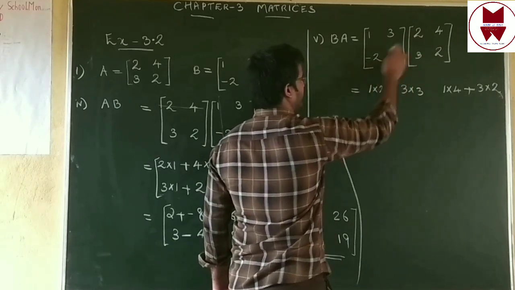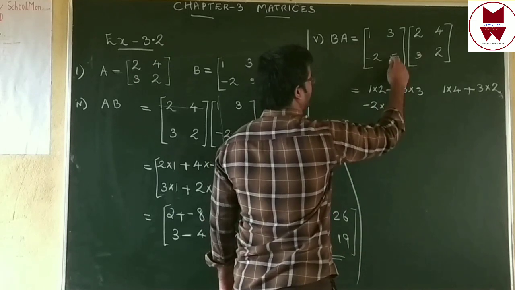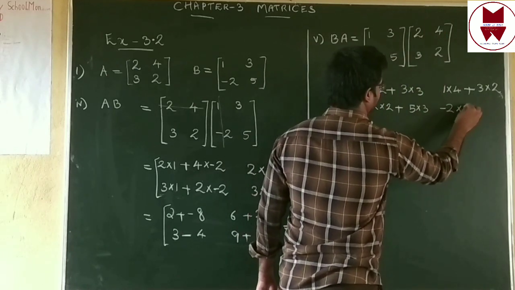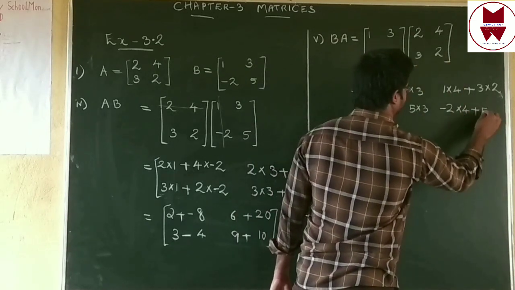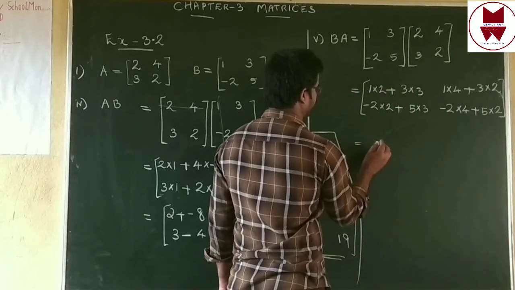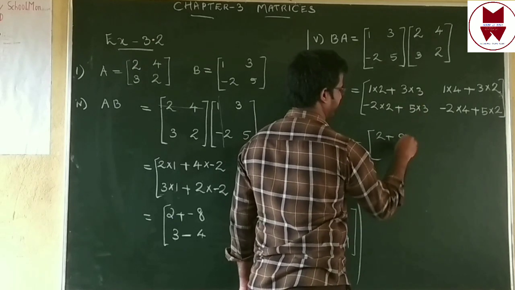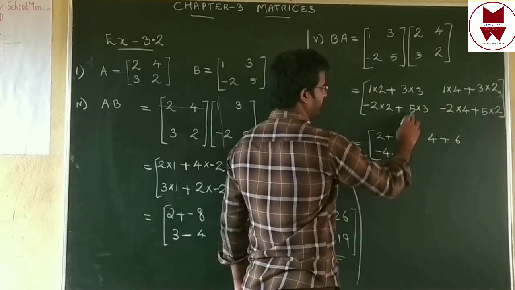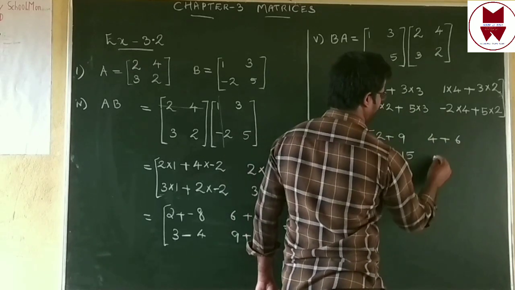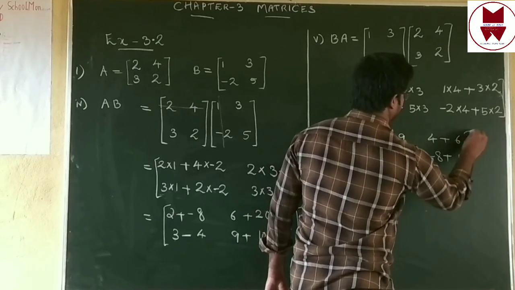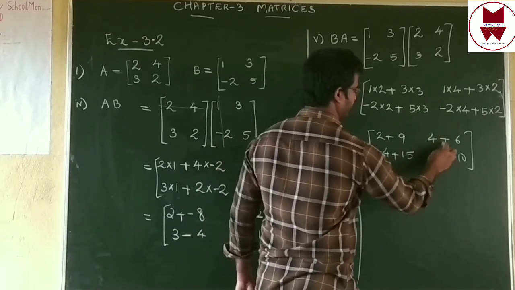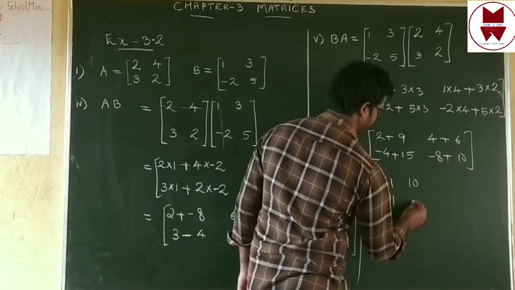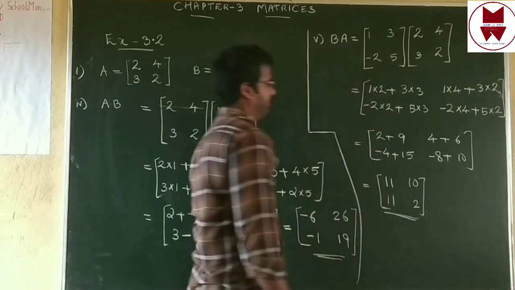Second row, first column: minus 2 into 2 plus 5 into 3. Then second row, second column: minus 2 into 4 plus 5 into 2. Equal to the matrix: 1 into 2, 2 plus 3 into 3, 9; 1 into 4, 4 plus 3 into 2, 6; minus 2 into 2, minus 4 plus 5 into 3, 15; minus 2 into 4, minus 8 plus 5 into 2, 10. Equal to 11, 10, 11, 2. This is our answer, Roman number 5.